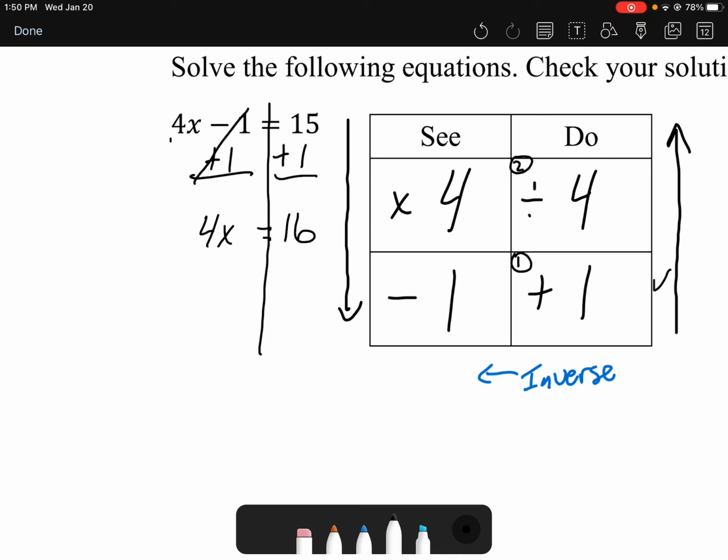Okay, now that I did step 1, I have to go to step 2, which says to divide by 4. So I'll go ahead and divide both sides by 4. On the left side, because I did 4 times x, that divide by 4 just cancels that out, leaving me with x. I'm left over with 16 divided by 4, which is 4. x is all by itself. I have that my answer is x equals 4.